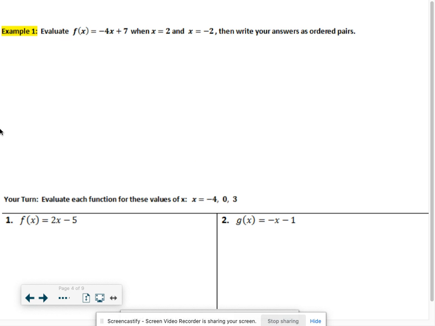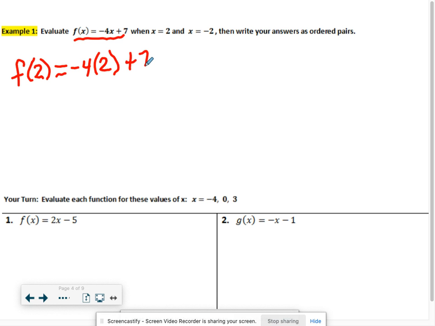So our job is to take this equation right here, and we're gonna plug in 2 and -2 and see what we get out, okay? So we're gonna plug in 2 first. Anywhere you see a 2 or an X, you plug in a 2. And now we're just gonna simplify it.